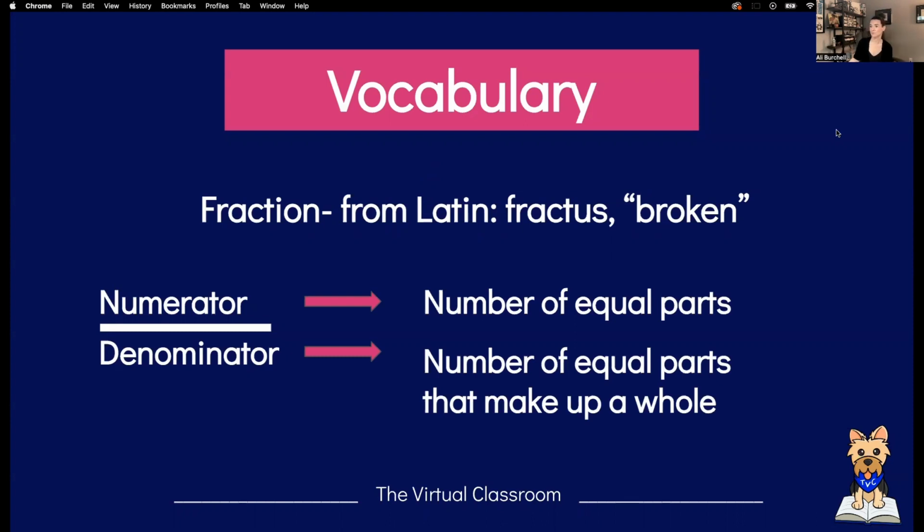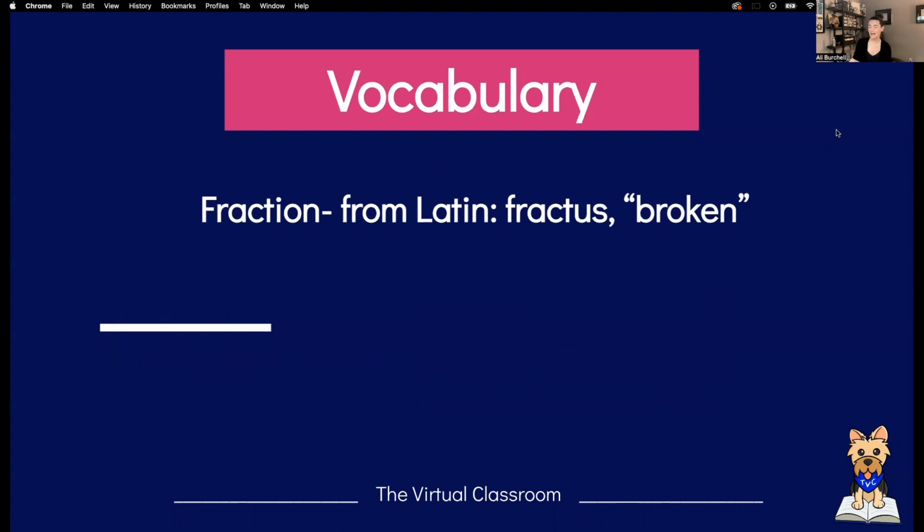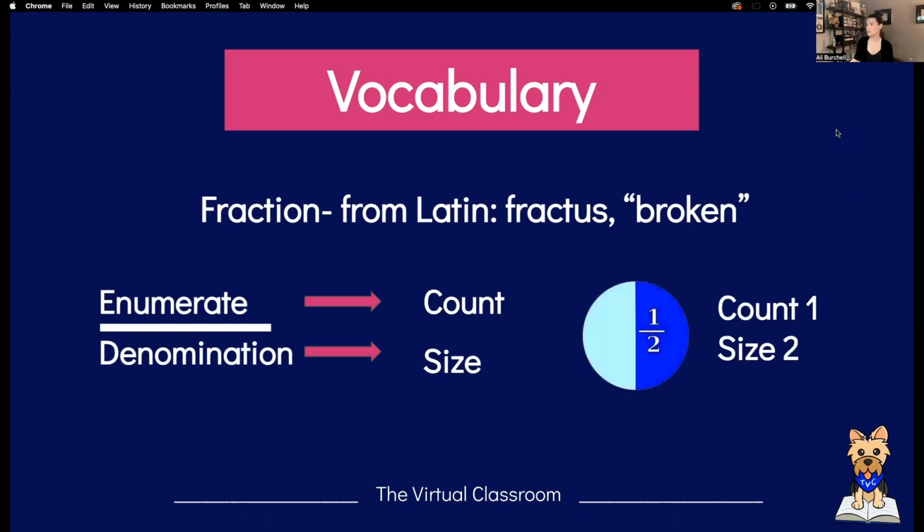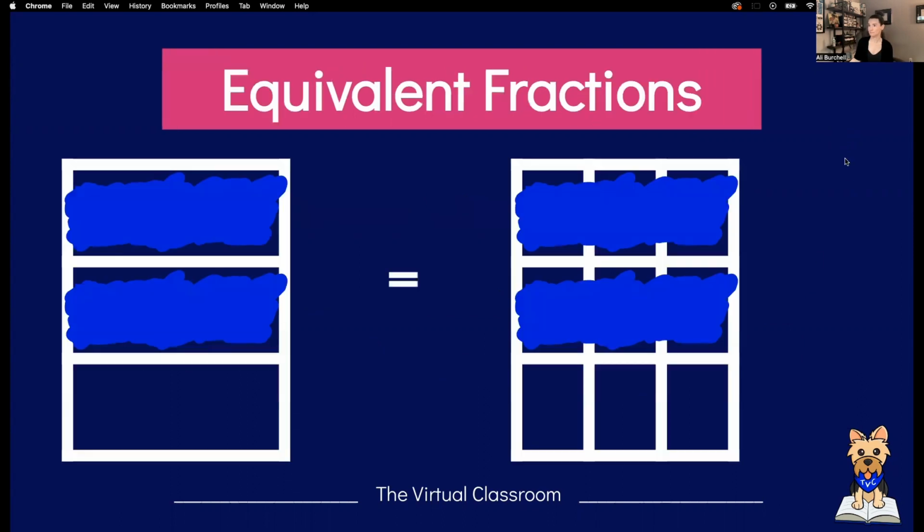a whole. We look at the Latin background of these words: numerator comes from the Latin word enumerate, and denominator comes from the Latin word denomination. Enumerate simply means count, and denomination simply means size. So from here on out, we're going to refer to the numerator as the count and the denominator as the size. So in this example, we have a size of 2 and a count of 1.